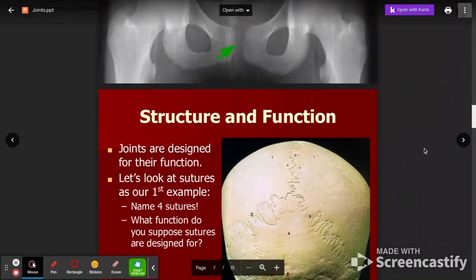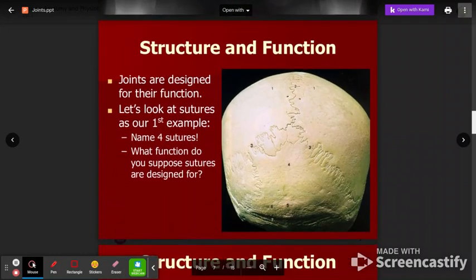All right, joints are designed for their function. Let's look at sutures, our first example. Four sutures in the top of this head. What function do you suppose sutures are designed for? Look that up anywhere you can find it.